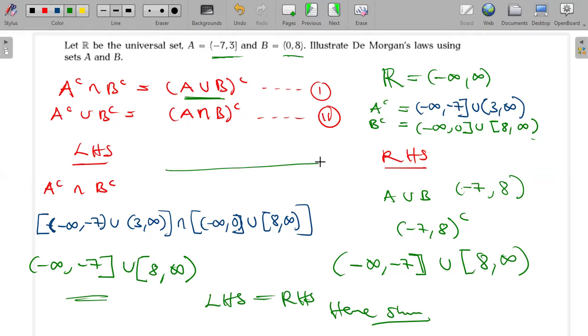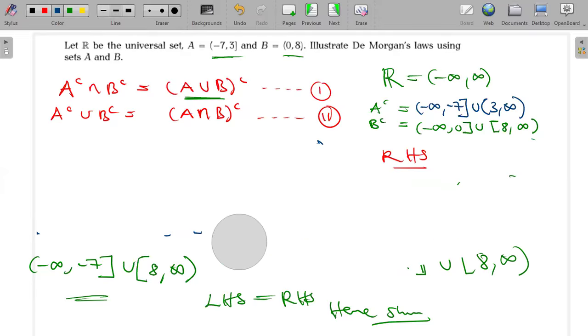On the last point, just in case you missed it, I'm still going to draw it. We said our A union B is negative 7, and then you have 8 there. So it's open there and open there. This here is our A union B. Complement will be everything outside like that. Since it's open there, here we'll close. It's open there, we'll close, and it will go that way, which is just what we found. Okay, so we do the same thing even for the next one.